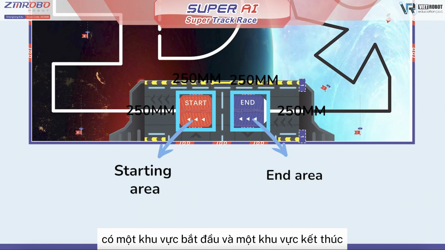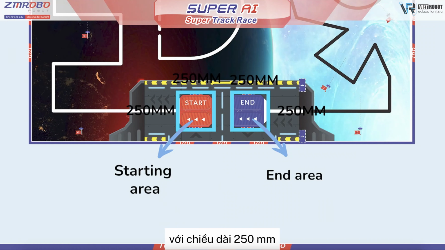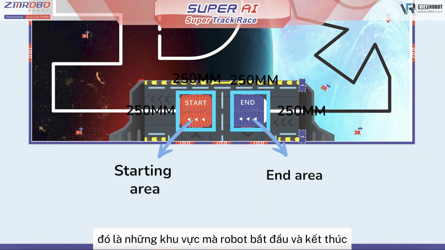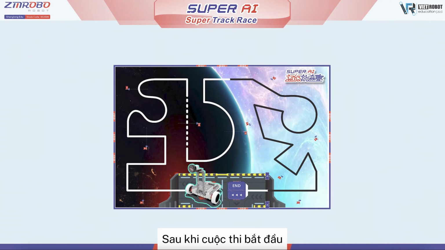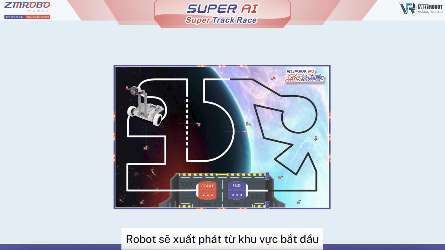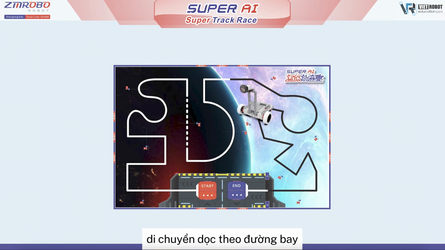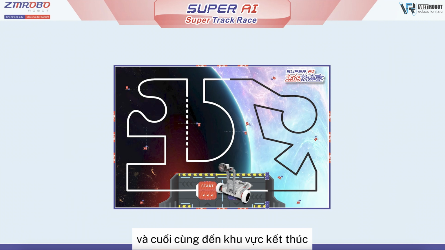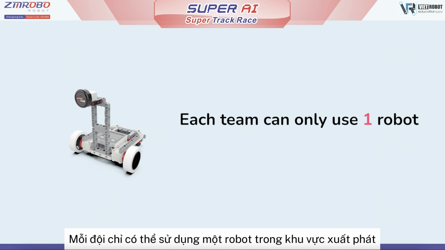There is a starting area and an end area with a length of 250 mm and a width of 250 mm respectively, which are the areas where the robot starts and arrives. After the competition starts, the robot will start from the starting area, drive along the flight channel, and finally reach the end area. Each team can only use 1 robot.